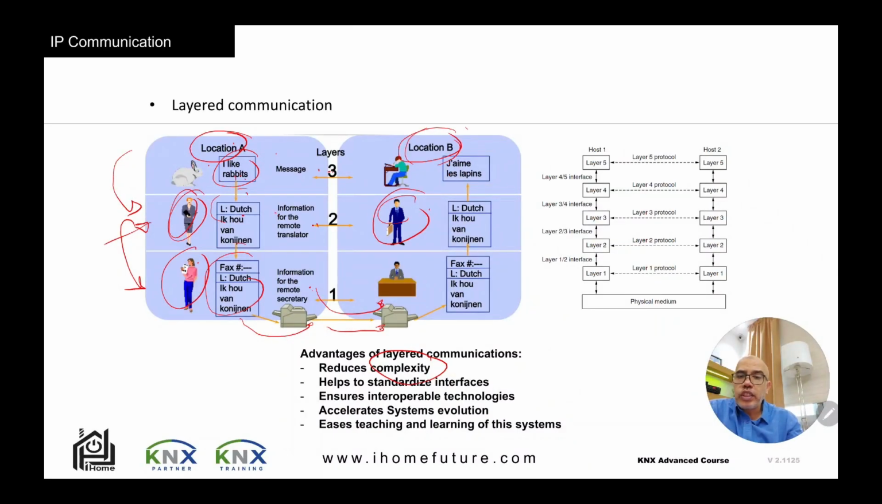Tomorrow, if I want to change the media from fax to email, I have to change to email here and email here, but no other changes will take place in layer 2 or layer 3 in any of the locations. So it's a very simple way, and each layer will be talking to the layer up or down, sending or receiving data, and then the layers are talking to each other.